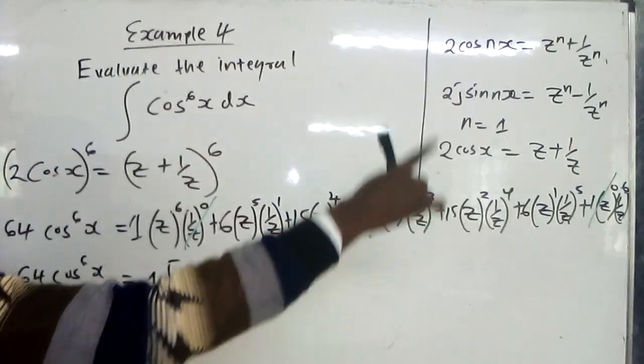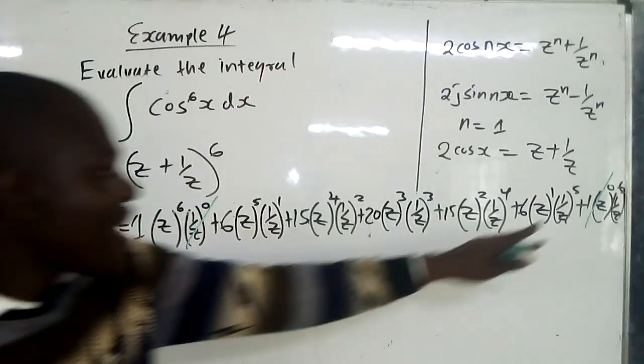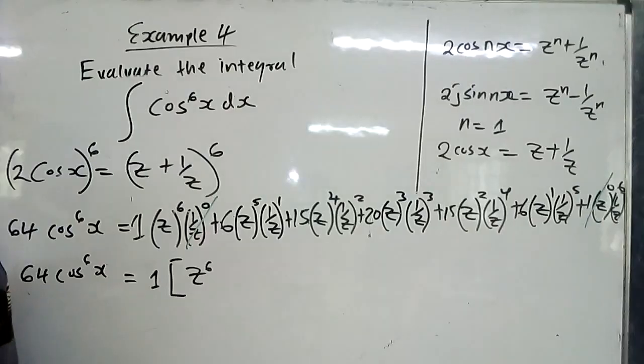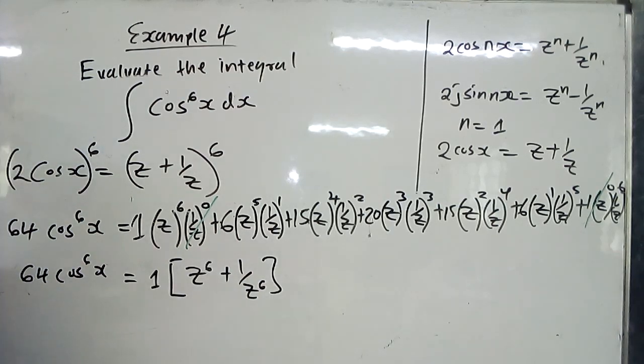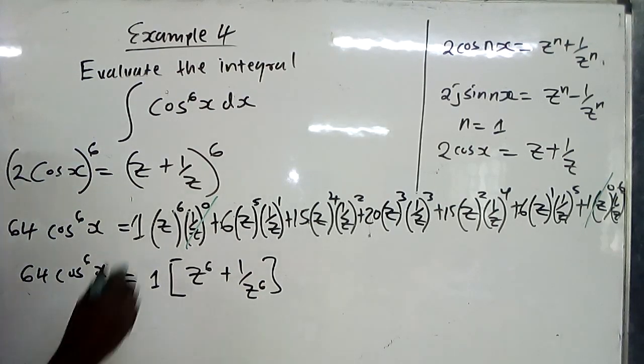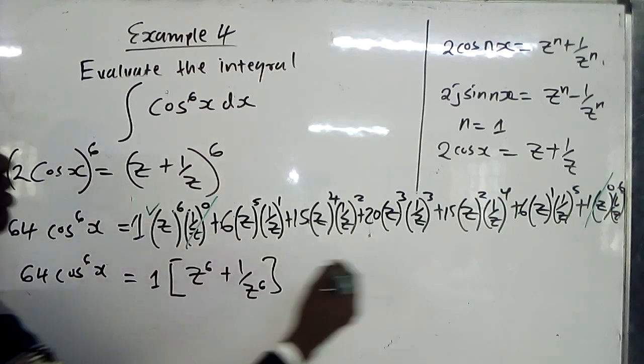Meaning that other one must be 1 over z raised to power 6. So you can see the sign is positive, there is no negative sign there, isn't it? So it is plus 1 over z raised to power 6. So you've dealt with the ones with a coefficient of 1. You are done with this, you are done with that.